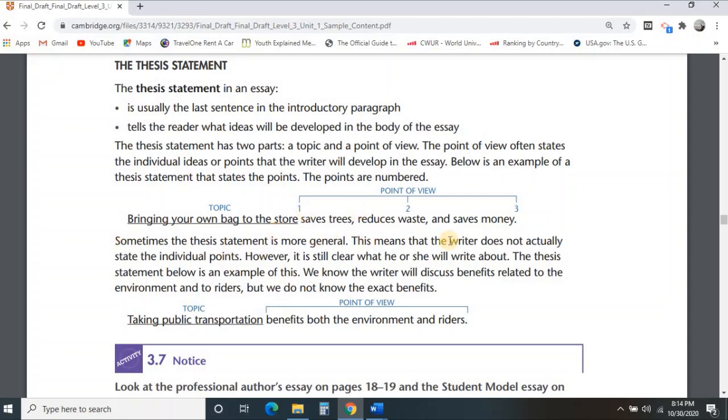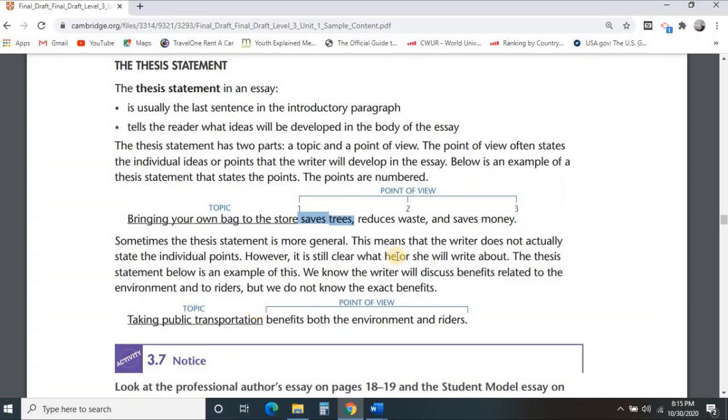Now, let me mention a very important thing. Some students, when they want to write a topic sentence based on the thesis statement that they have listed in the introduction, don't respect the order. This is a big mistake. So here, number one is saves trees. Make the topic sentence of body paragraph 1 based on this one, saves trees.